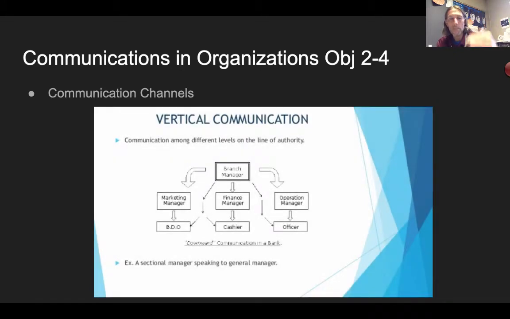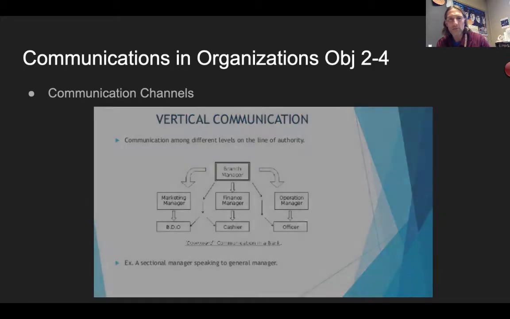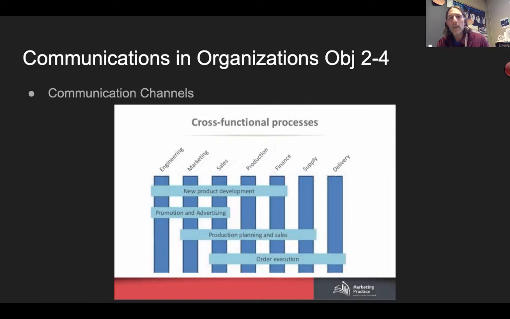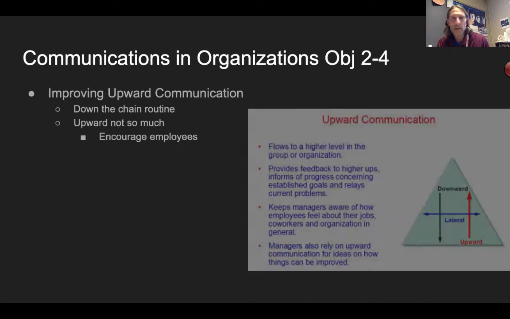Vertical is from bottom up or top down. So manager to another manager to a cashier, the boss to a manager to an employee would be examples of vertical communication. And then a lot of times this happens cross-functional. So that means it doesn't just flow horizontally or vertically. It flows both horizontally and vertically, which is what happens in most cases.